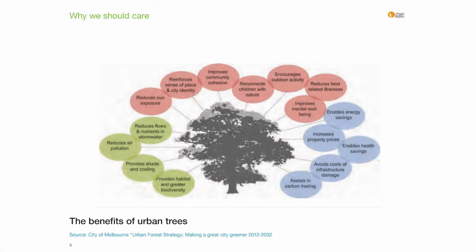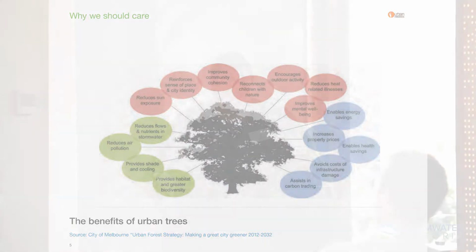So just some of the benefits of trees, and I won't again belabor the point. This graphic pretty much says everything that I need to say, but some of the other really important reasons we want trees in landscapes is to reconnect our children with nature. It's improving mental well-being, and it does create a sense of place and a city identity. All those other things, the green things particularly, will probably be of more interest to you.